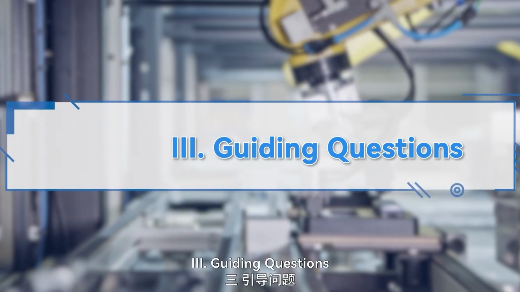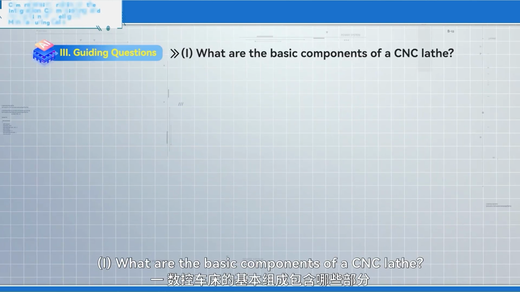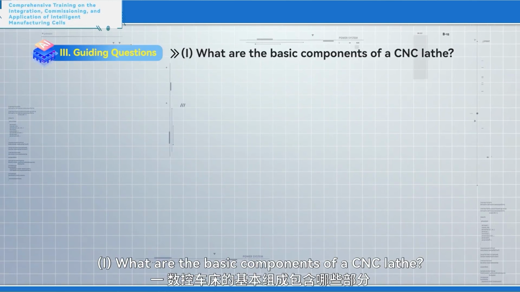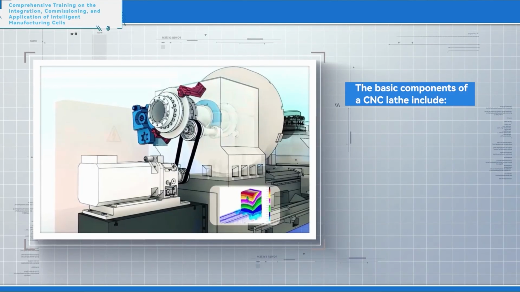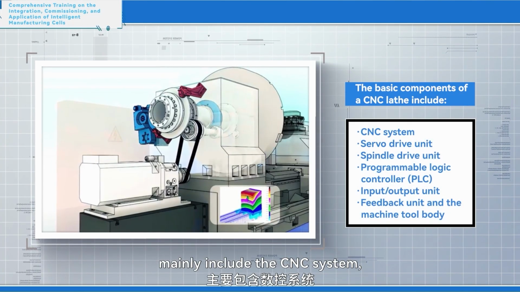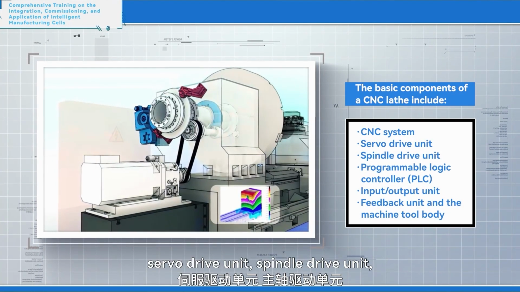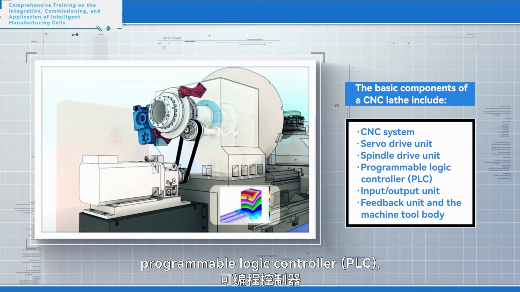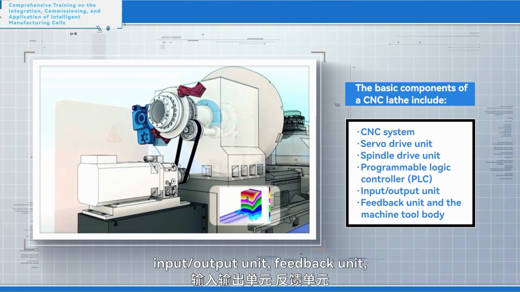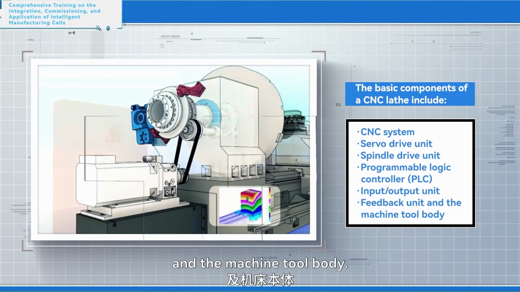3. Guiding questions. 1. What are the basic components of a CNC lathe? The basic components of a CNC lathe mainly include the CNC system, servo drive unit, spindle drive unit, programmable logic controller, PLC, input-output unit, feedback unit, and the machine tool body.